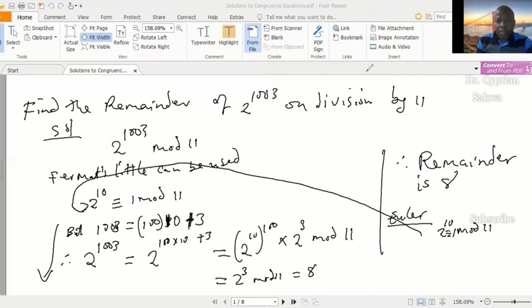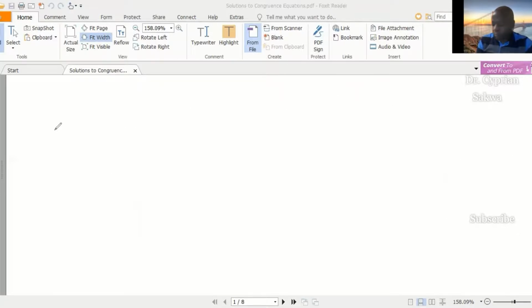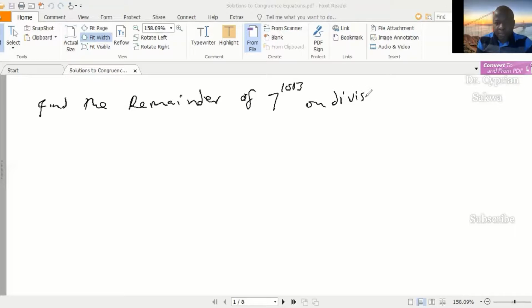Now let's look at another example. Find the remainder of, I want to make it a bit different, 7 raised to 1003 on division by 12. Mathematically, this means find 7^1003 mod 12.